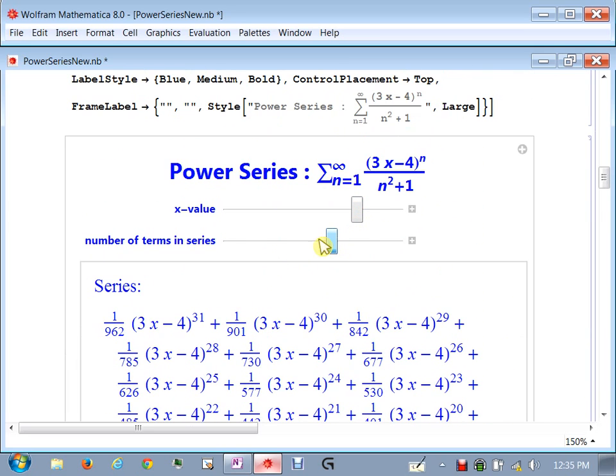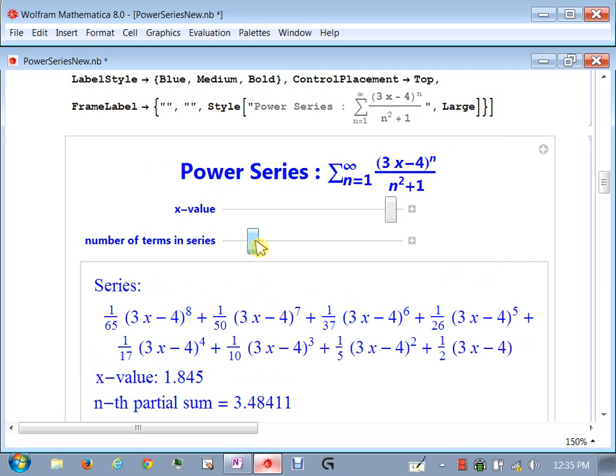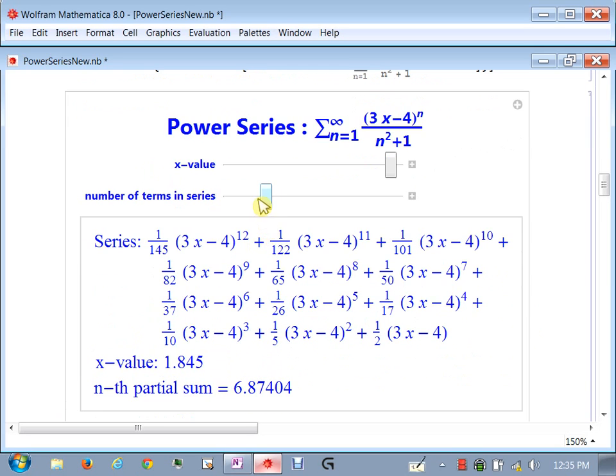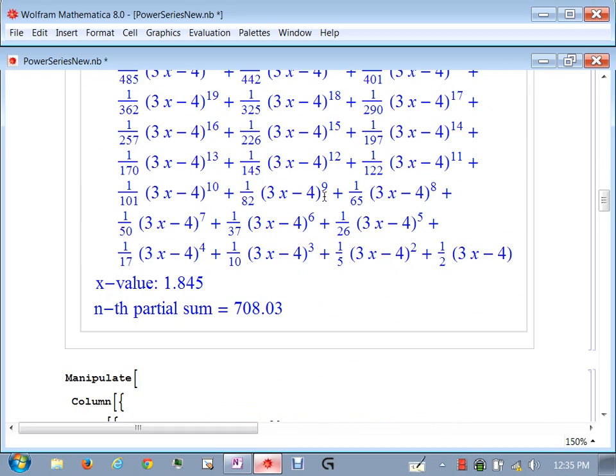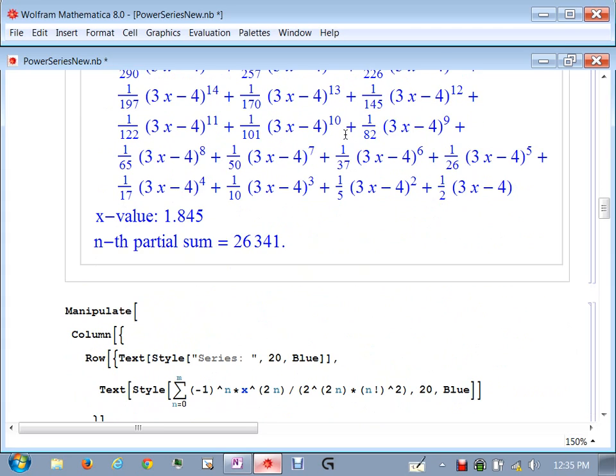Let me try and take an x value out here. There we go. So this is a different x value. Now my x value is 1.85. Let's see if it converges. Uh-oh. See it? Uh-oh. It's not converging. It's diverging.